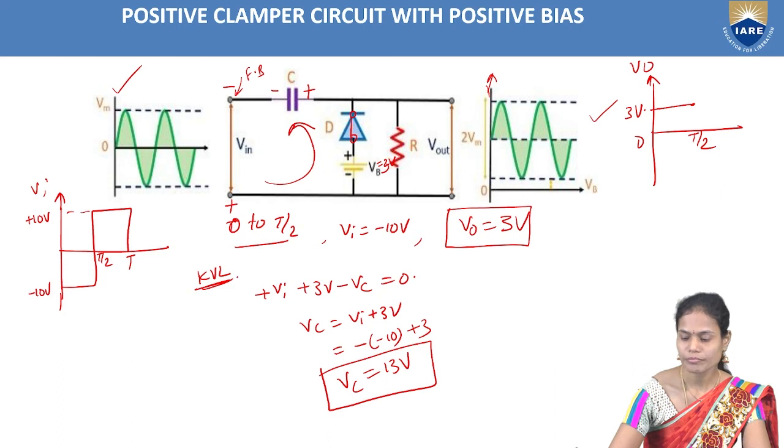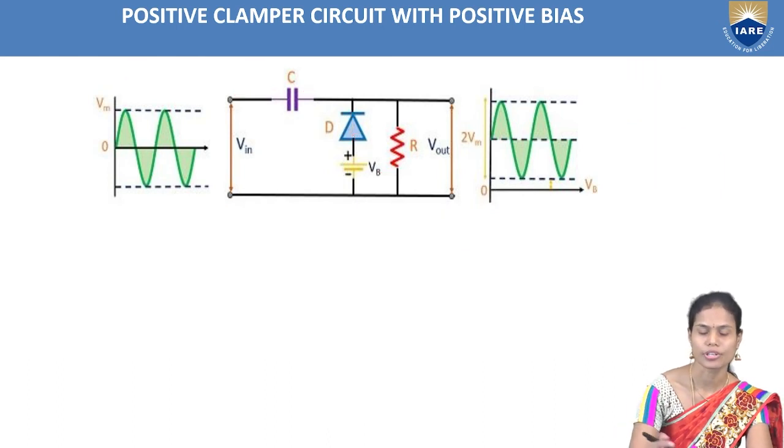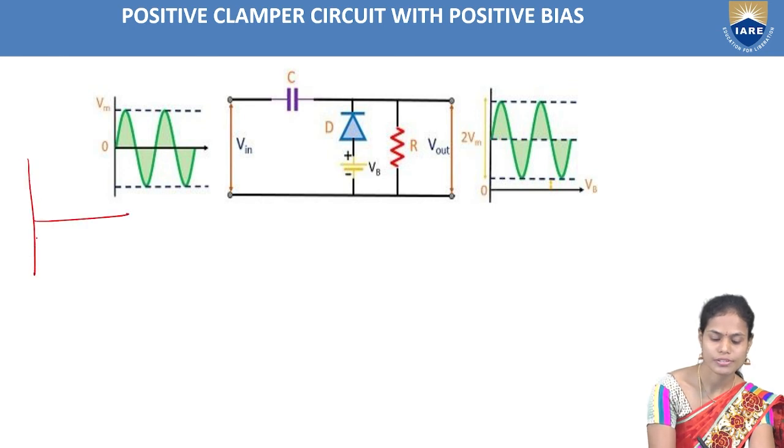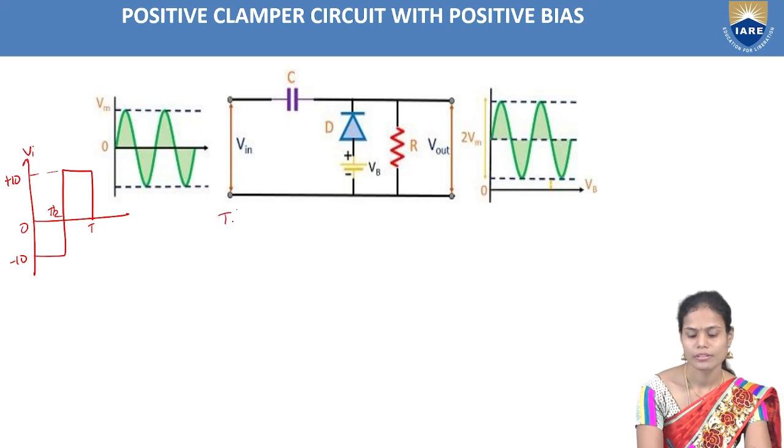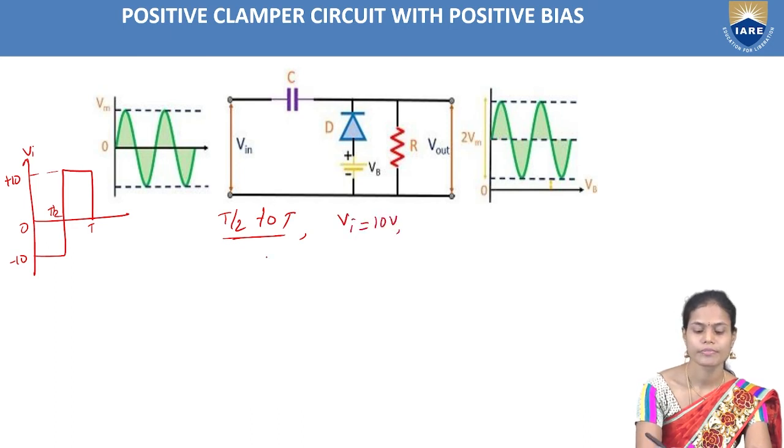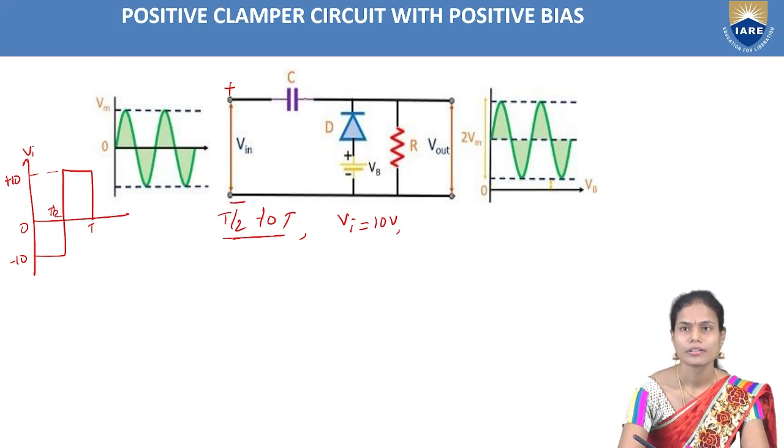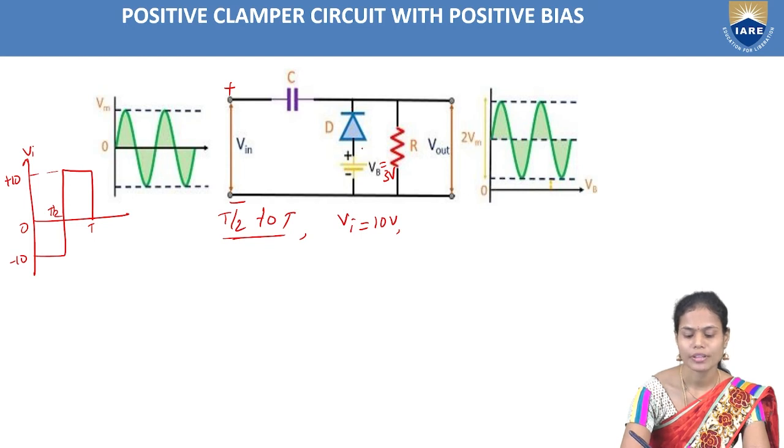Now to see the operation for the T by 2 to T duration. In my waveform, from 0 to T by 2 it is minus 10 and from T by 2 to T it is plus 10 volts. I'm considering T by 2 to T. In this case, the input voltage is 10 volts, that is plus minus. Again, the battery voltage is 3 volts. Once we are providing the positive voltage to the cathode terminal of the diode and the negative voltage to the anode terminal of the diode, the diode acts like an open switch and we can take it as open circuit here.